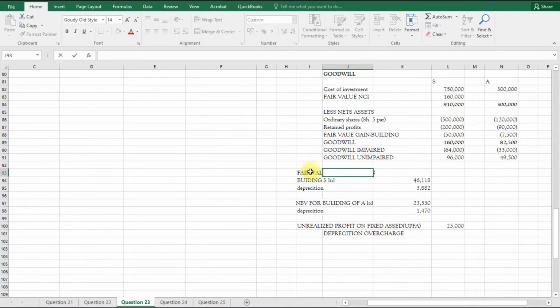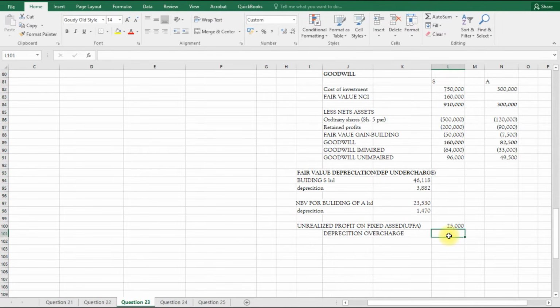We can add a word at the end. Just a minute. This is an undercharge. Depreciation undercharge, because the value that we used was less than the fair value. So this is an undercharge, but this one is an overcharge.